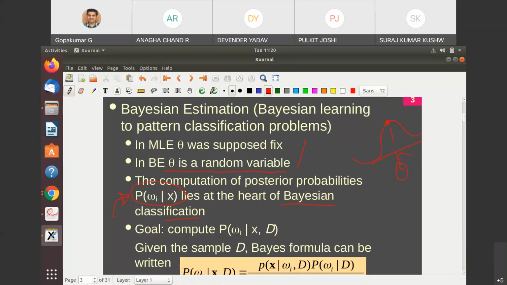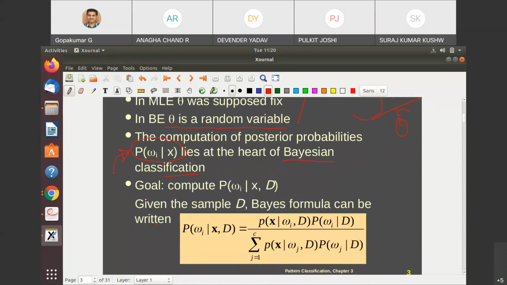If you are trying to bring in the concept of the data set, the training data set, as we have seen in these types of notations, the goal is to compute the probability of wi given x comma the training data set. That means you are given a feature vector x and a training data set. Both of them are given, and then what is the probability for a given wi? So that is considering the concept of training data also.